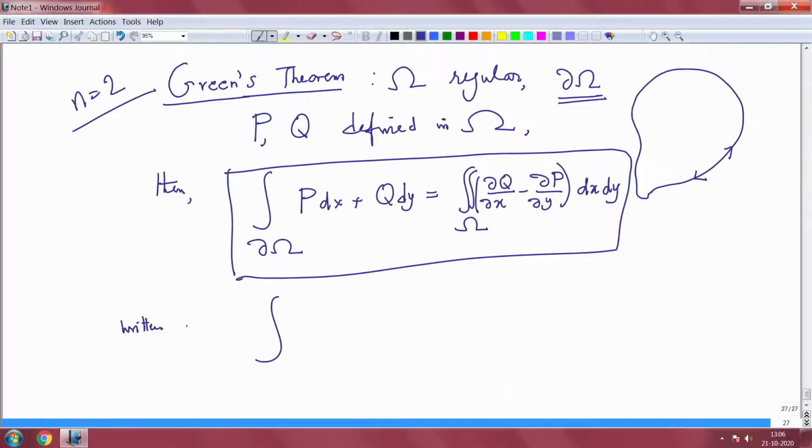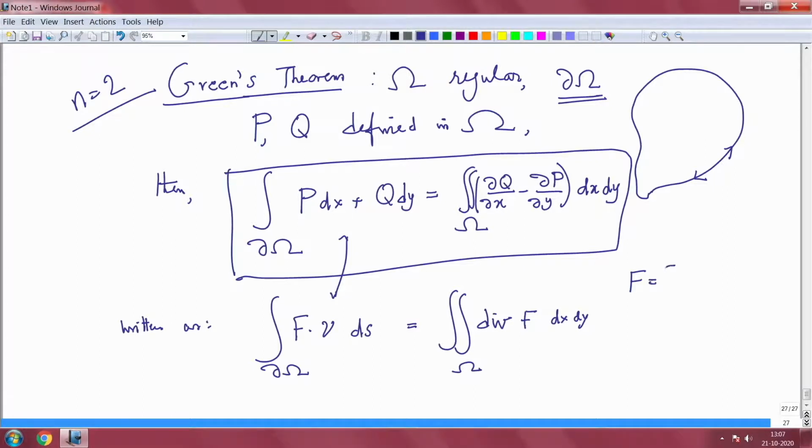so these are all different forms, F dot ν. This is precisely the same, both are the same, because you are integrating ds over the boundary. So it is a line integral, and this is equal to the divergence of F dx dy over the domain Ω. But what is your F? F is equal to (q, minus p), if you want it. This is another way of writing it.